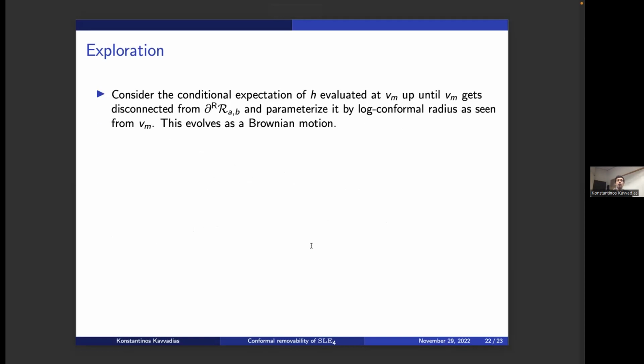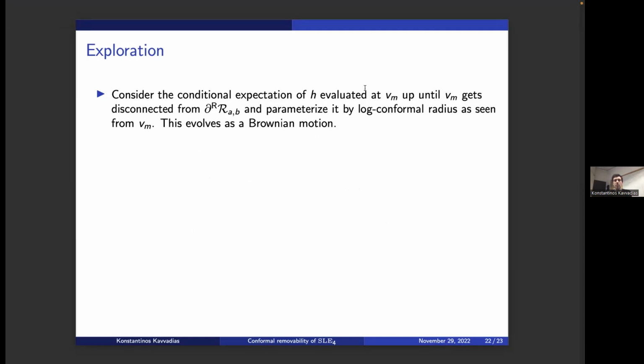And then we consider the conditional expectation of the field evaluated at those points, until each point gets disconnected by a crossing from the right side of the rectangle. So here, what I mean by conditional expectation, remember that I have drawn level lines so far. So this is a local set. Therefore, I can decompose H on the component of the complement of the level lines containing this point here, let's say Vm, into a zero boundary GFF and a harmonic function.